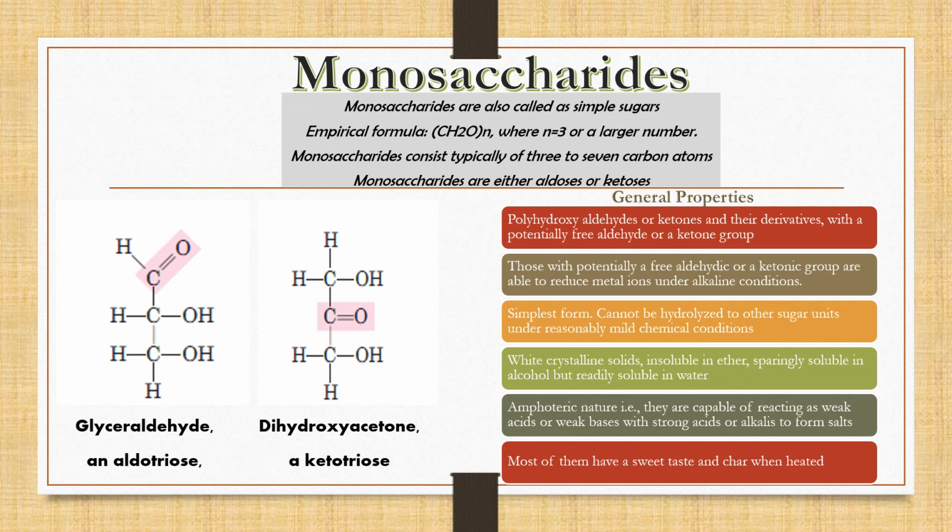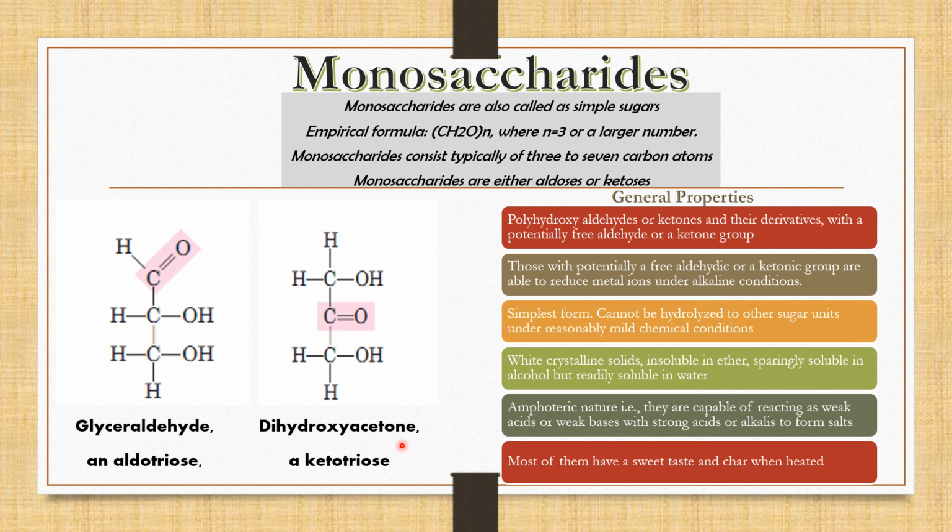Glyceraldehyde is an aldotriose, while dihydroxyacetone is a ketotriose. As we have seen here, this is glyceraldehyde. This is an aldotriose: triose because it has 3 carbons, aldose because it has an aldehyde functional group. Whereas dihydroxyacetone is also a triose because it has three carbons, and keto because it has a ketone functional group.